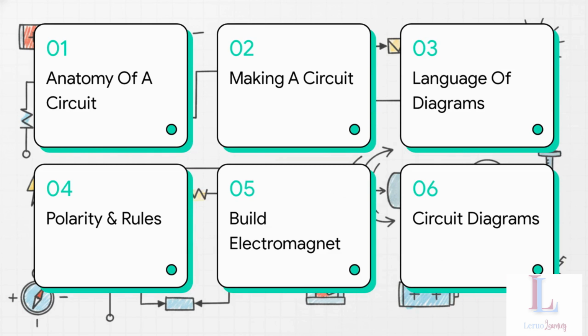To get there, we need a solid blueprint. So, here's our agenda. 1. The anatomy of a circuit. 2. Making a simple circuit. 3. The language of diagrams. 4. Polarity and component rules. 5. Building an electromagnet. And 6. Electromagnet circuit diagrams. Let's get to work.